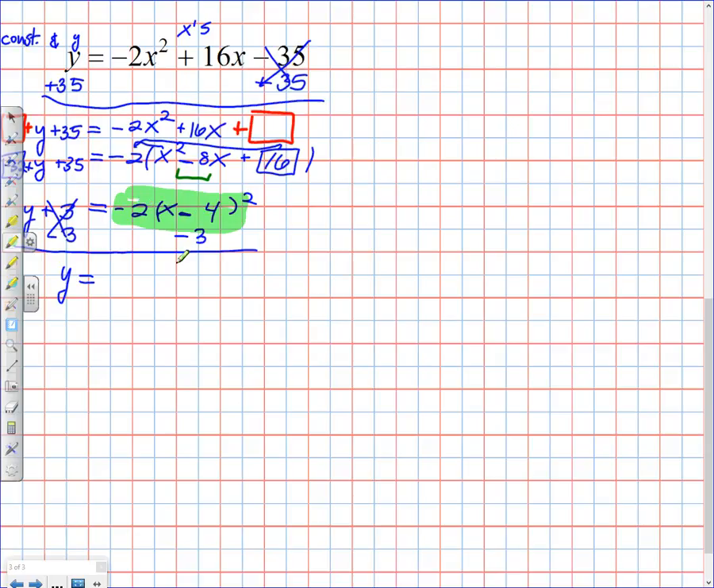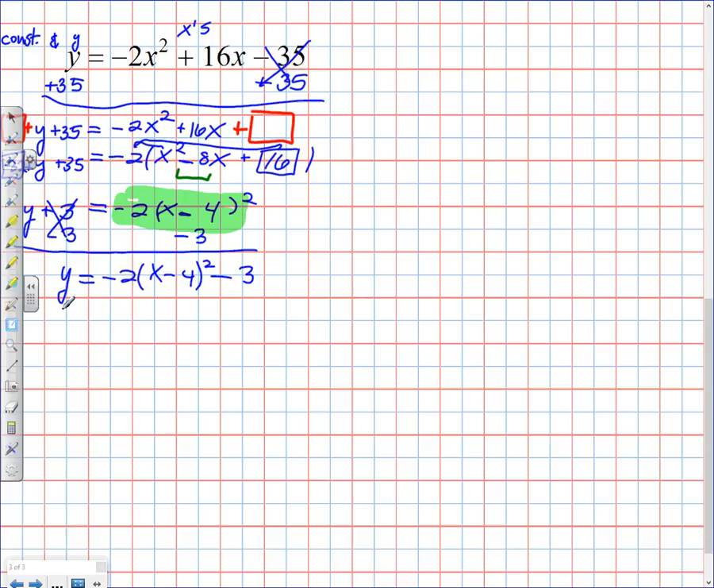Nothing can be combined because this is almost like negative 3. That's like 2x, it cannot be combined. And these numbers inside parentheses cannot be combined. So nothing can be combined. So the answer is negative 2 parentheses x minus 4 squared minus 3.